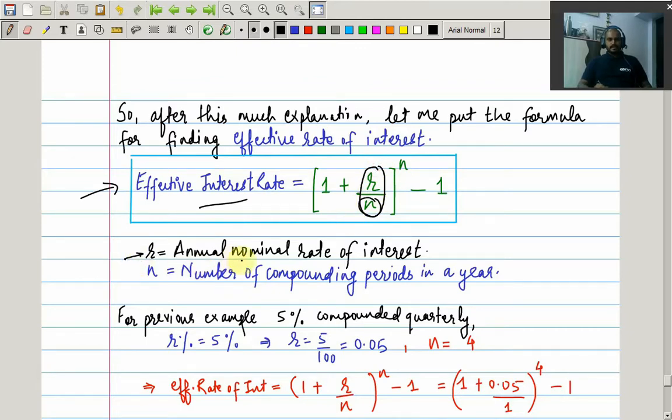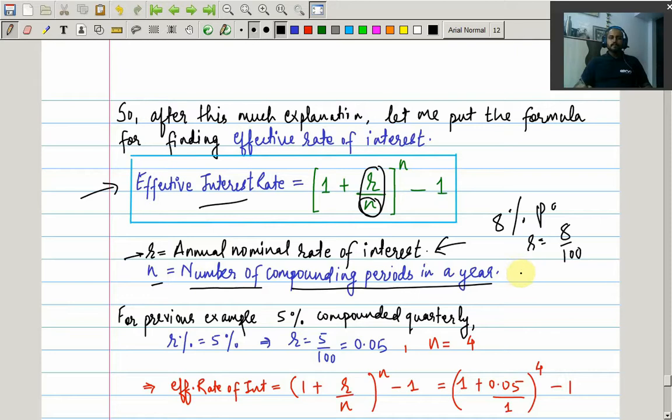R is the annual nominal rate of interest. Normally, if it is written 8% per annum, my r is 8 upon 100. What is n? N is the number of compounding periods in a year. If they are talking about compounding half yearly, n is 2. Quarterly, n is 4. Monthly, n is 12.